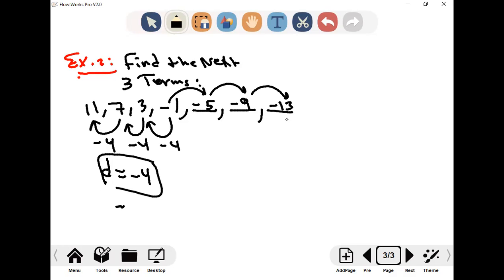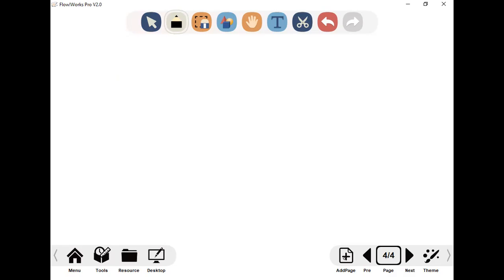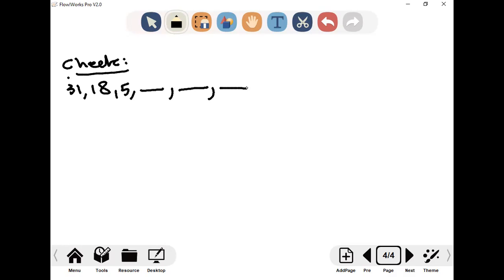Why did we find only 3 terms? The question wants the next 3 terms only. This is example 2. Let's go to the check after this example. Determine the next 3 terms in the sequence. We have 31, 18, 5, and we want the next 3 terms.